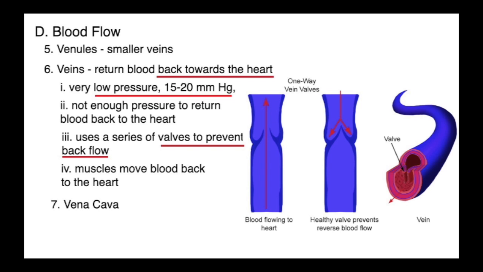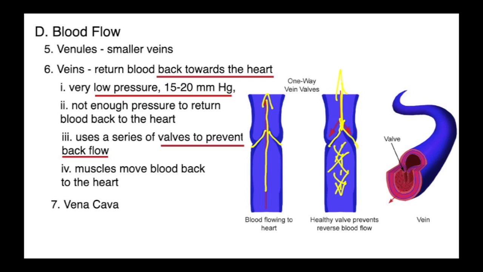So I'll try to show you this. Blood is traveling this way, but it's under low pressure. And so we have these valves here. They close and they prevent the blood from going backwards. Okay, so that doesn't happen. We keep the blood moving forwards.